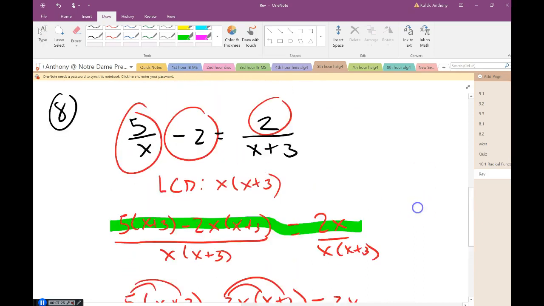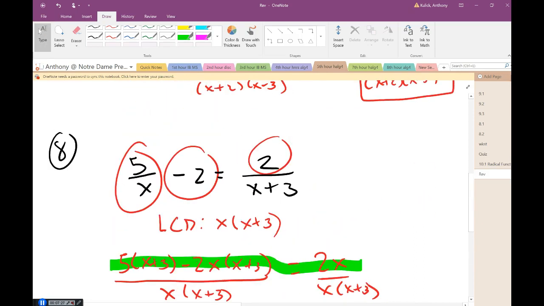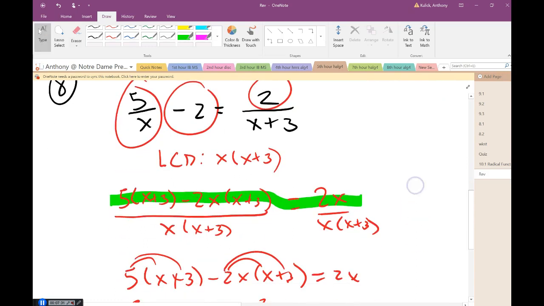I mean, you could do it that way also. That's clearing fractions. So now if I multiply by x times x plus 3, the denominators all go away and I have this, right? So it's a question of when you want to clear the fractions.